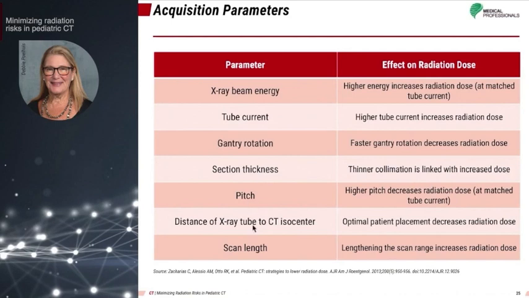The pitch: a higher pitch decreases radiation dose. The distance of the X-ray tube to the CT isocenter: optimal patient placement decreases radiation dose, hence the importance of good patient positioning. And the scan length: lengthening the scan range increases radiation dose.